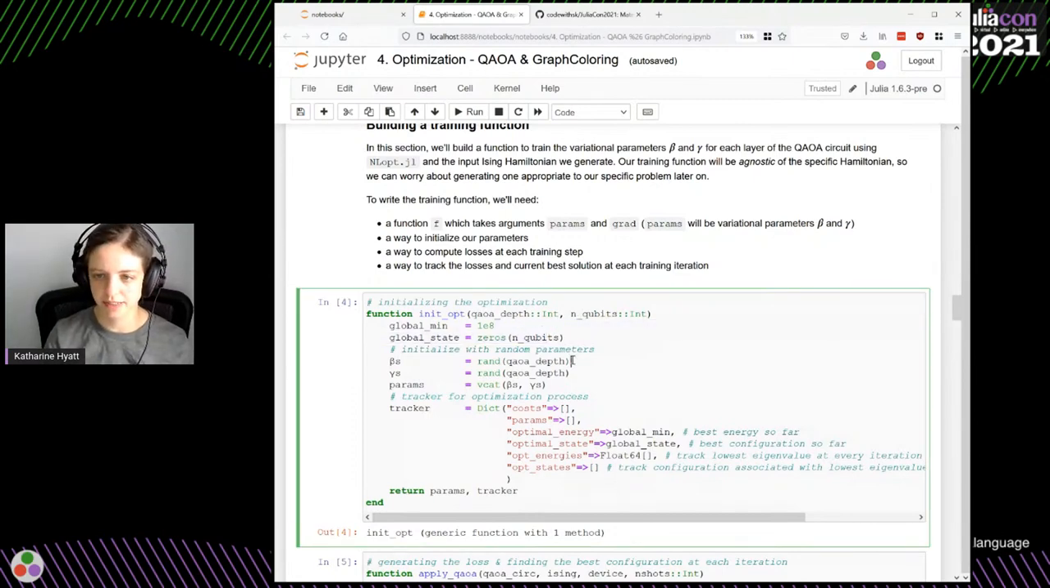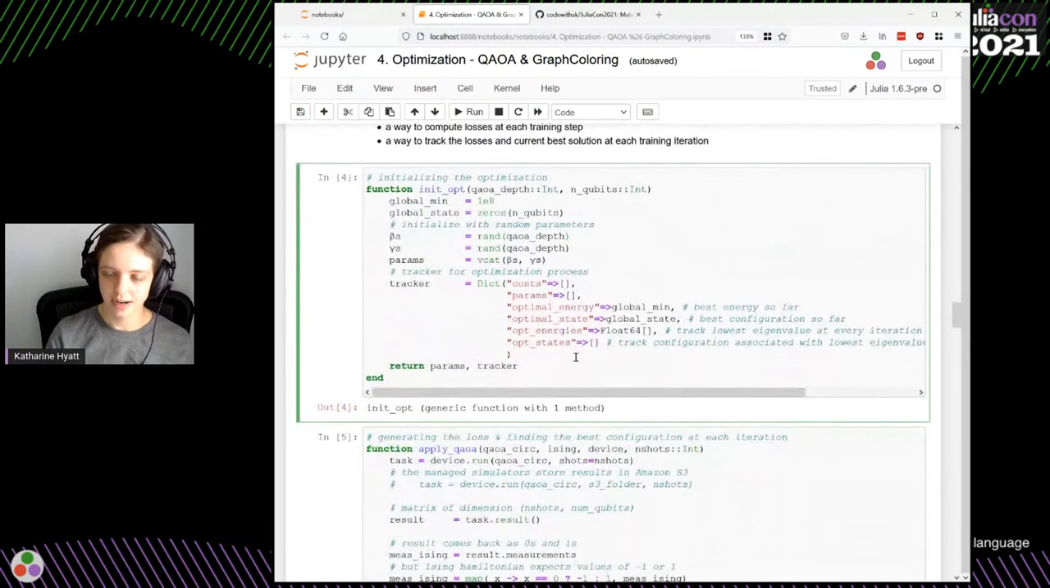The first one of them is just going to be to initialize the optimization. I've given it, again, the exciting name initopt. Super cool. This takes two arguments, the number of QAOA layers we want and the number of qubits in the circuit. We create a variable global min. That's the minimum energy we've encountered so far. I set this as a huge number because that way any energy, even the first energy we calculate, will be much lower. We're also going to keep track of the bit string configuration that generated the best energy we've seen so far. I just set this as all zeros for now because we'll be updating it as we go.